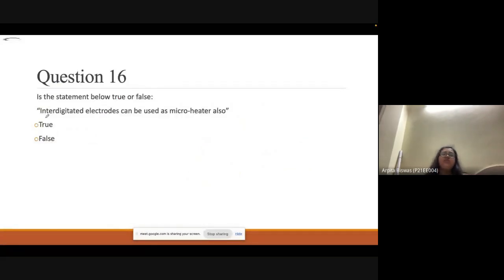So next we are moving towards question number 16. Is the statement below true or false? The statement is: interdigitated electrode can be used as micro heater also. So is it true or false? Interdigitated electrode, I have already shown you how the interdigitated electrode looks like. So an interdigitated electrode can be used as a micro heater. Is it true or false? Take your time and then try to give the right answer.